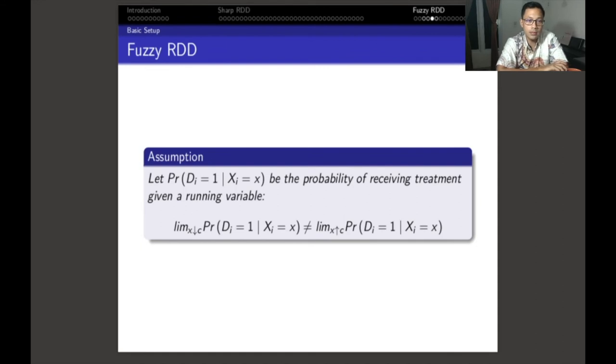Okay, so the assumption for this is that suppose the probability of D equal to 1, or the probability of receiving treatment conditional on the running variable equal to X, will be the probability of receiving treatment given a running variable. And so the probability to get the treatment conditional on X close to the cutoff point from above is going to be different from the expected probability of getting the intervention for individuals to the left of the cutoff. Okay, so the idea is that there is a discontinuity in the probability of receiving the treatment at the cutoff point C. So that's going to be something that we're going to leverage for the estimation.